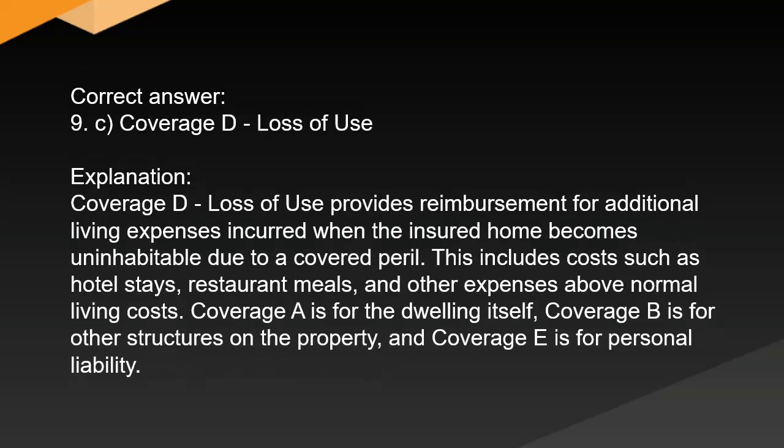Correct answer: C. Coverage D, Loss of use. Explanation. Coverage D, Loss of use, provides reimbursement for additional living expenses incurred when the insured home becomes uninhabitable due to a covered peril. This includes costs such as hotel stays, restaurant meals, and other expenses above normal living costs. Coverage A is for the dwelling itself. Coverage B is for other structures on the property, and coverage E is for personal liability.